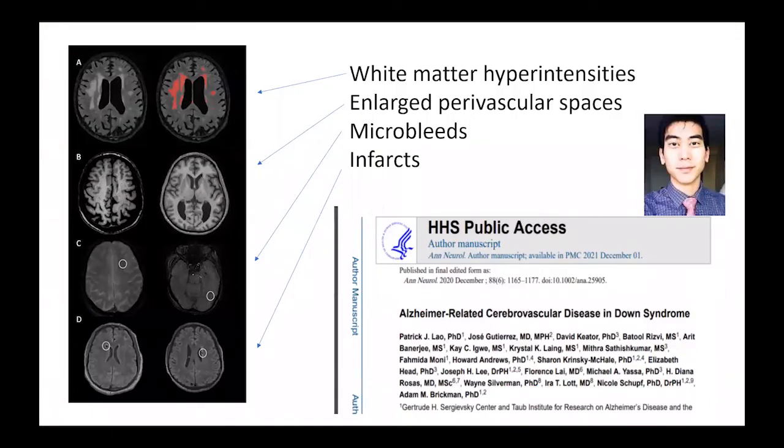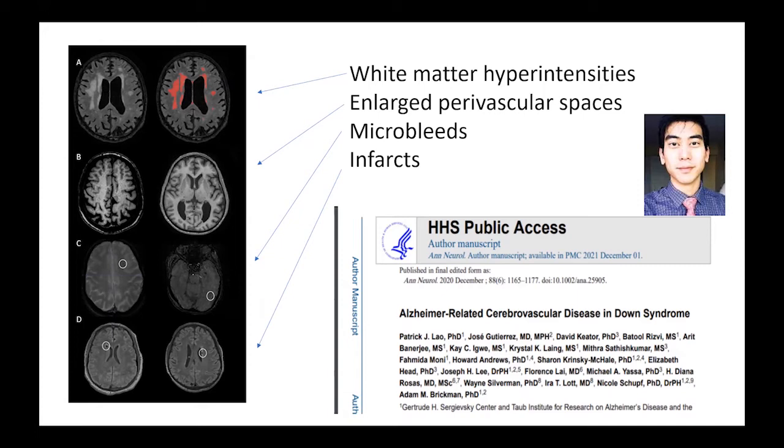And as I mentioned, I'm going to try and highlight some junior investigators and students in this talk. I'm really excited that Adam Brickman at Columbia University, who's been doing a lot of work on vascular pathology by neuroimaging in ADNI and other cohorts, took an interest in Down syndrome and came on board with us. And he had Patrick Lau as his graduate student, and Patrick's thesis work was to characterize vascular pathology by neuroimaging in people with Down syndrome, and there was very little work on this.